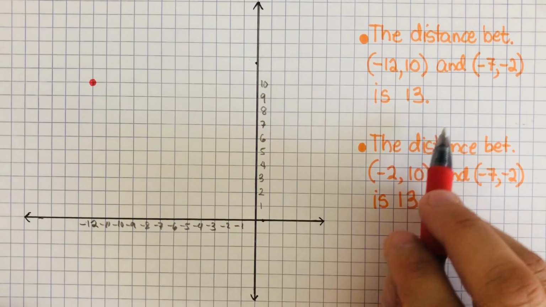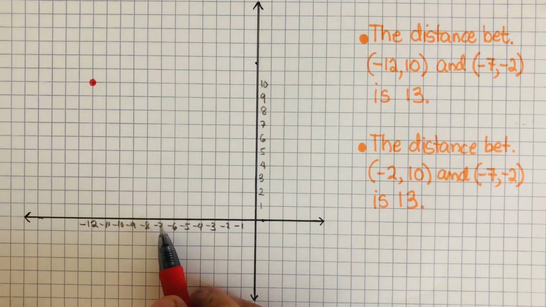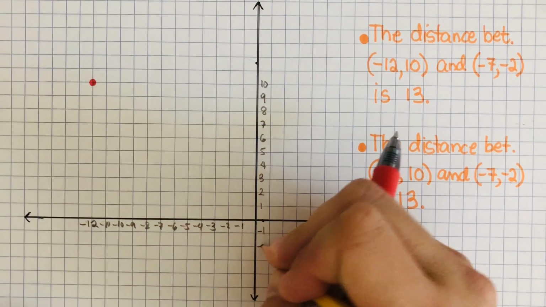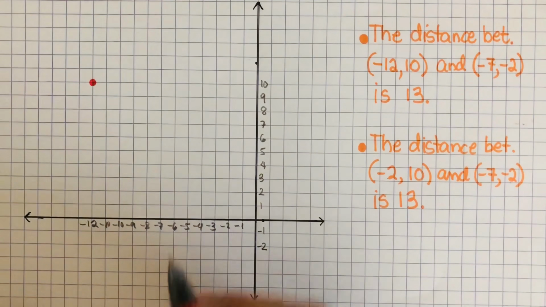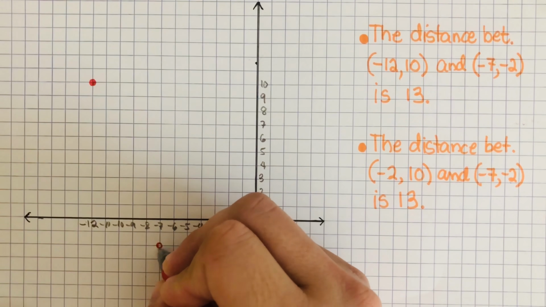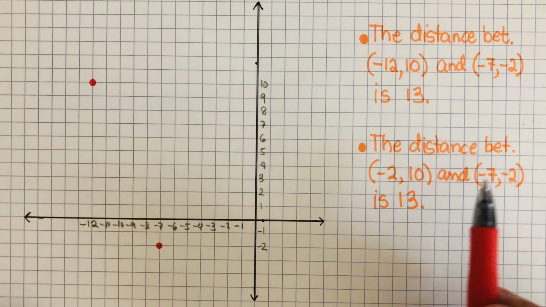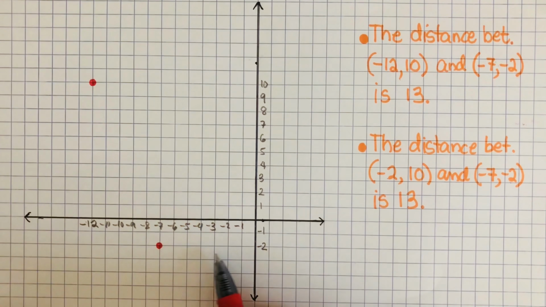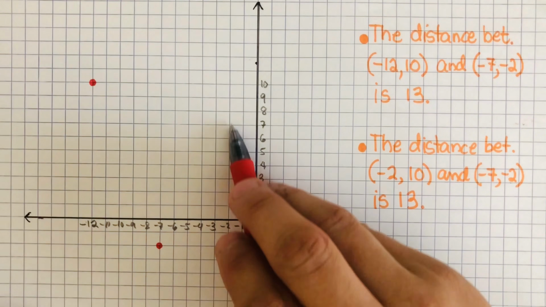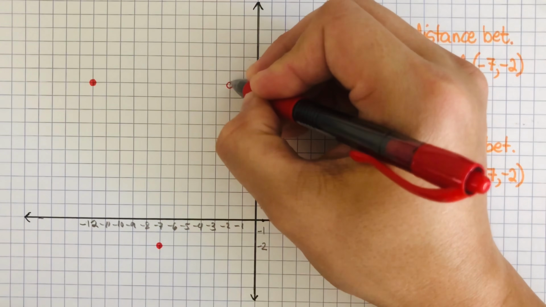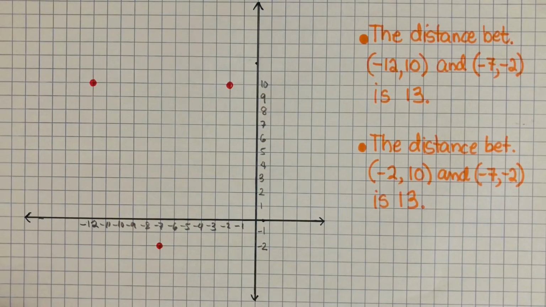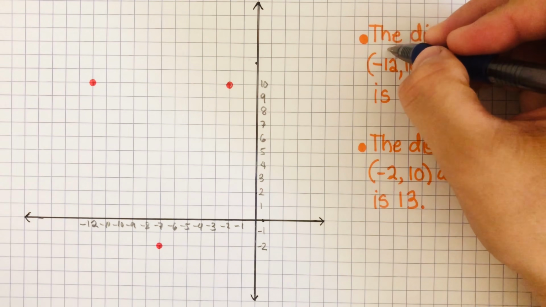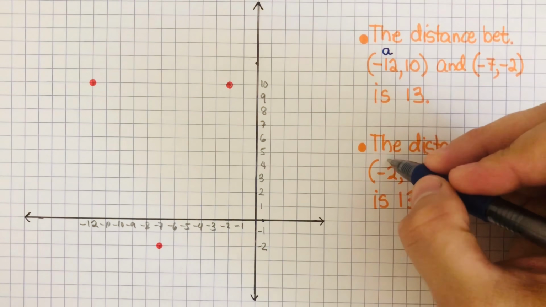The other point is negative 7, negative 2. So negative 7, and then this is negative 1, and then negative 2. So negative 7, negative 2. So this is the other point right here. And then the other point is negative 2 and 10. So that's going to be negative 2 all the way to 10. So it's going to be right here. Now notice this one. We have solved that the two values of a are this. That's the a, and this is the a.